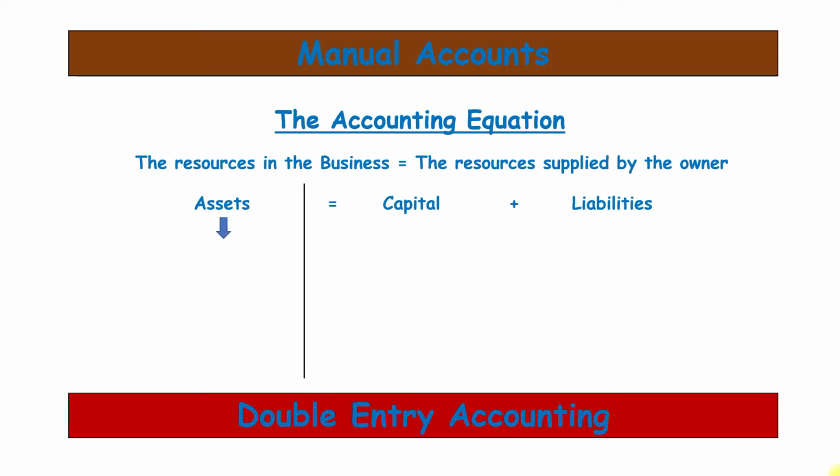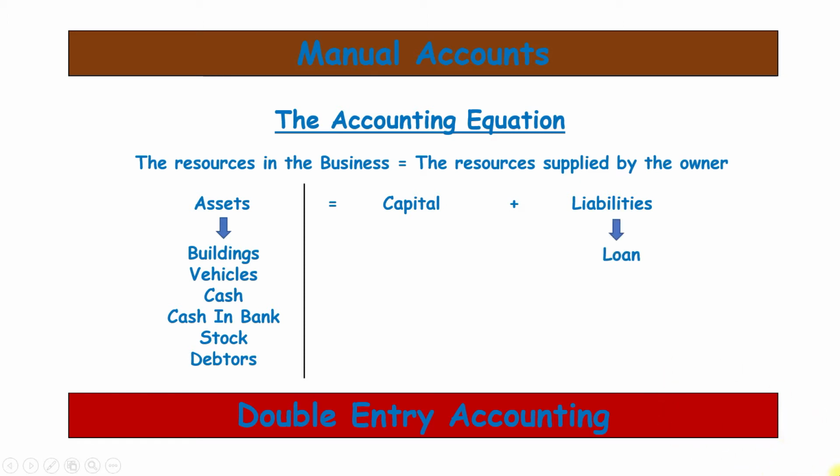An example of some assets are buildings, vehicles, cash, cash in bank, stock on hand. Debtors are an asset because they owe us money, and it is presumed that they will pay us at some time. An example of some liabilities are loan, repayable grant, and creditors. A loan brings money in, but will need to be repaid at some point, therefore it is a liability. So too is a repayable grant, for the same reason. Creditors are a liability, because we owe them money, and we will eventually need to pay them.